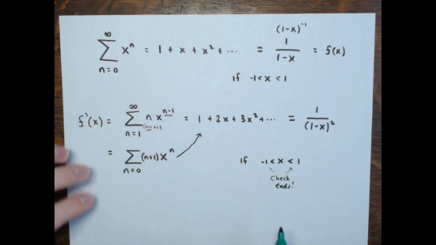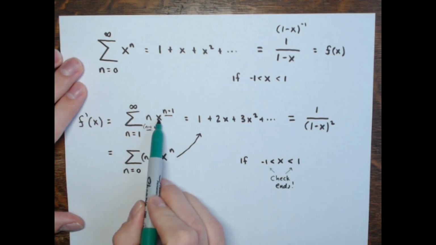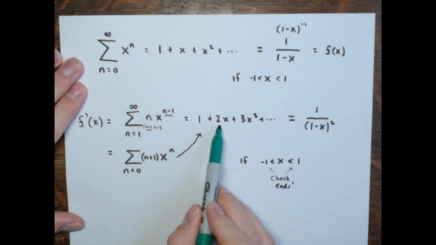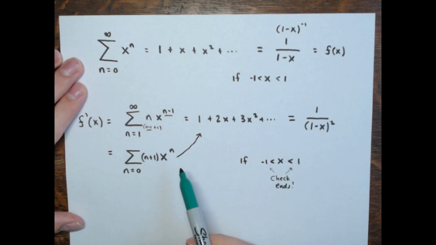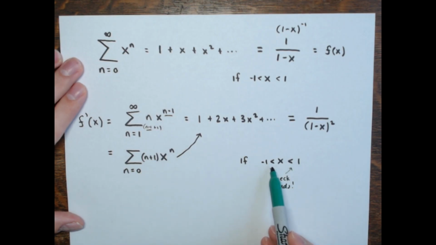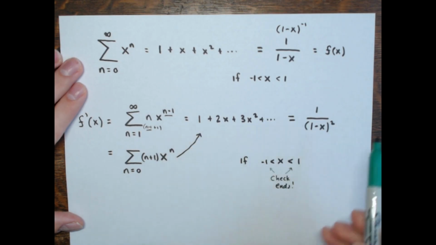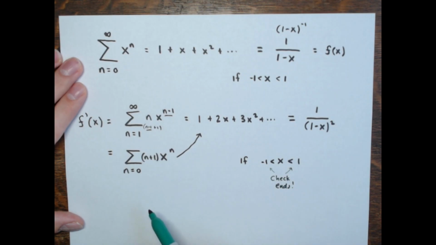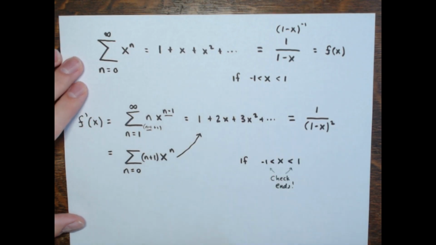If you check the ends here, if I were to replace x with -1, you'd have an alternating series. You'd have 1 minus 2 plus 3 minus 4, but the terms of that wouldn't be going to 0 and non-decreasing, so it'd be a divergent alternating series. And of course, if x were 1, you'd have 1 plus 2 plus 3 plus 4 plus 5, definitely divergent. So we have divergence at both ends. So we still have the same interval of convergence for a series like this.